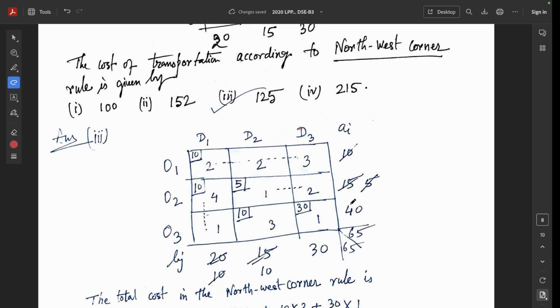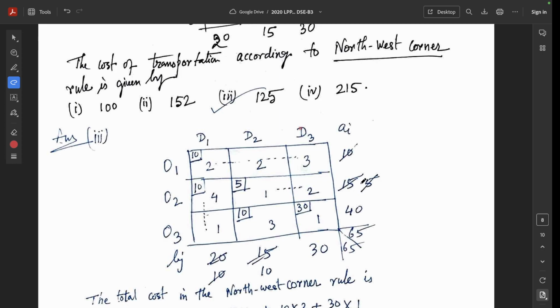Next, 15 and 14. So 15 and 10, the minimum is 10. So in cell 2 1, we allocate 10. And so the demand for this first column is 0. And 15 minus 10 is 5. Now we drop the first column, column 1. Now we have the 2 by 2 matrix.